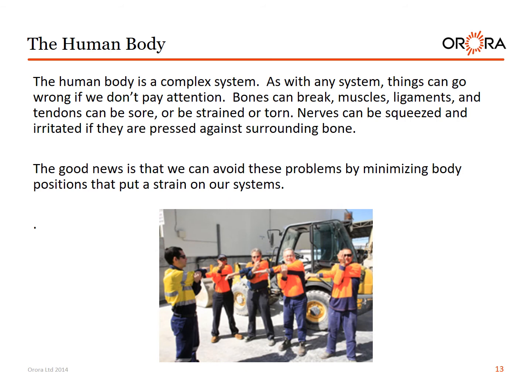The human body is a complex system. As with any system, things can go wrong if we don't pay attention. Bones can break, and muscles, ligaments, and tendons can be sore, strained or torn. Nerves can be squeezed and irritated if they are pressed against surrounding bone. The good news is that we can avoid these problems by minimizing body positions that put a strain on our systems.